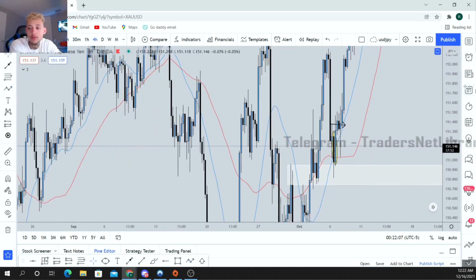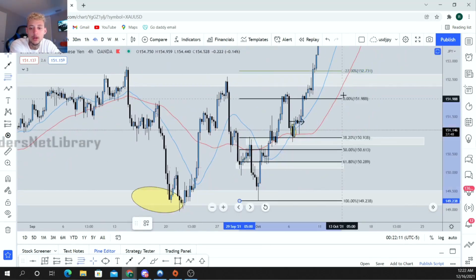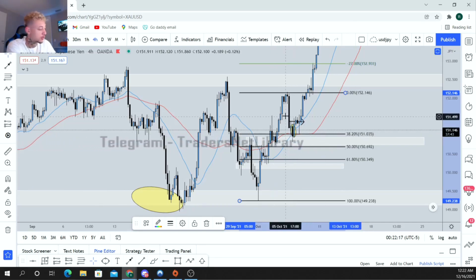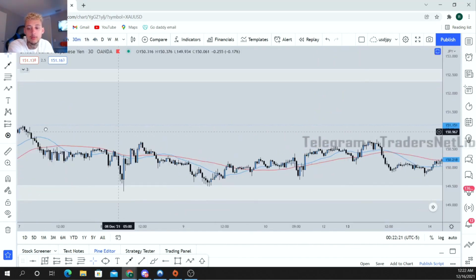Now let's go to the 4-hour time frame. Let's pull out a Fibonacci retracement tool, right? Where did price pull back to? 38.20%. And again, we're trading above that 50 SMA. Let's go back down to the 30-minute time frame, right?